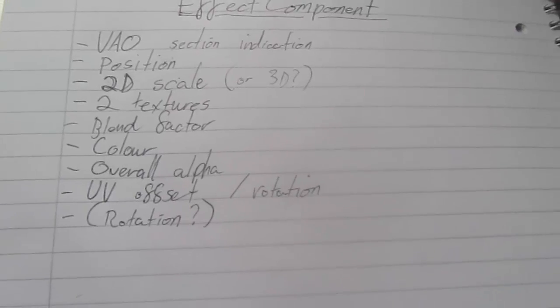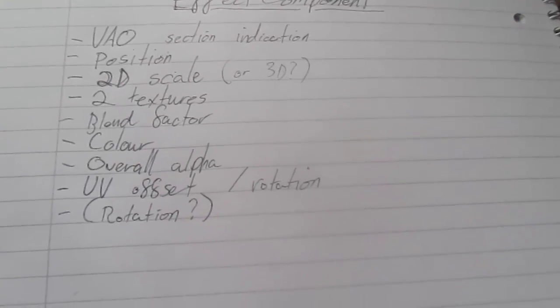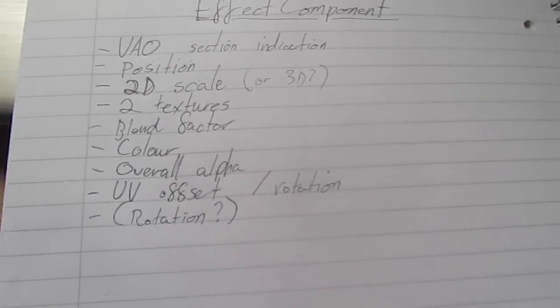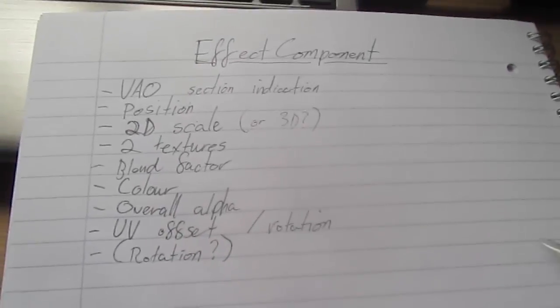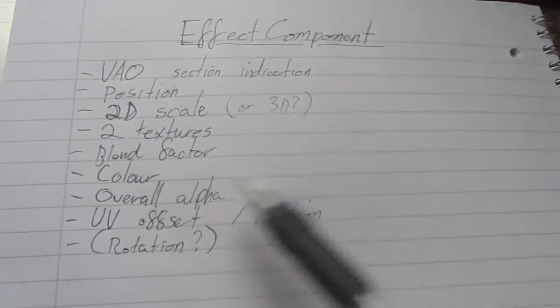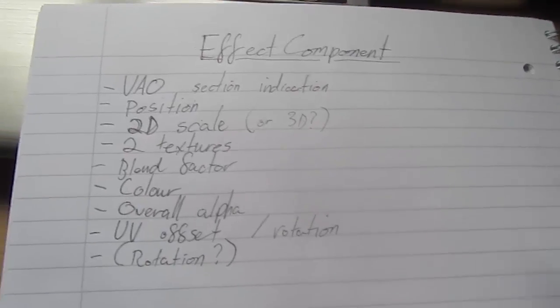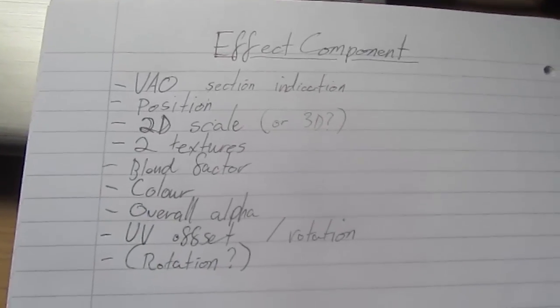And the rendering side of things will take all of this information about the effect and then render that effect onto the screen. And then the other side of things is in the Java code, all the logic stuff that's going to actually animate the effect and decide which textures it's using and how much they should be blended together and animate the colour and change the transparency over time and stuff like that.